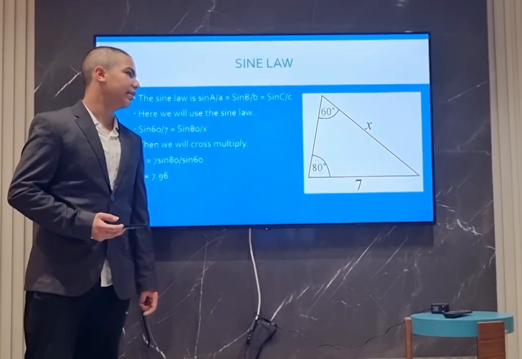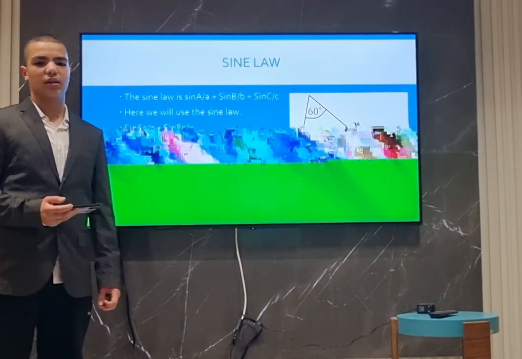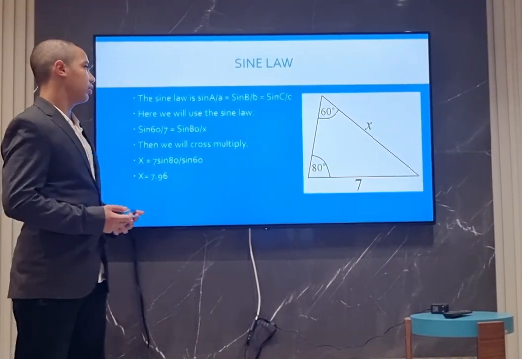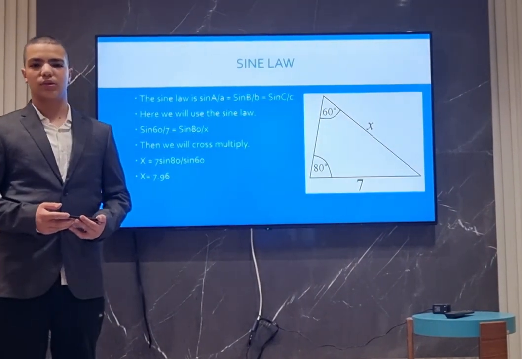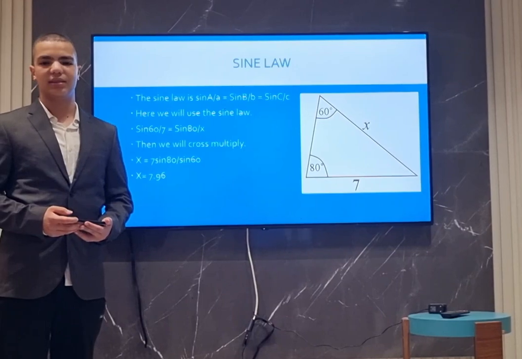If you are given a scalene triangle and we want to find sides and angles, we should use sine law and cosine law. The first law is sine law. Sine law is: sine A over a equals sine B over b equals sine C over c.